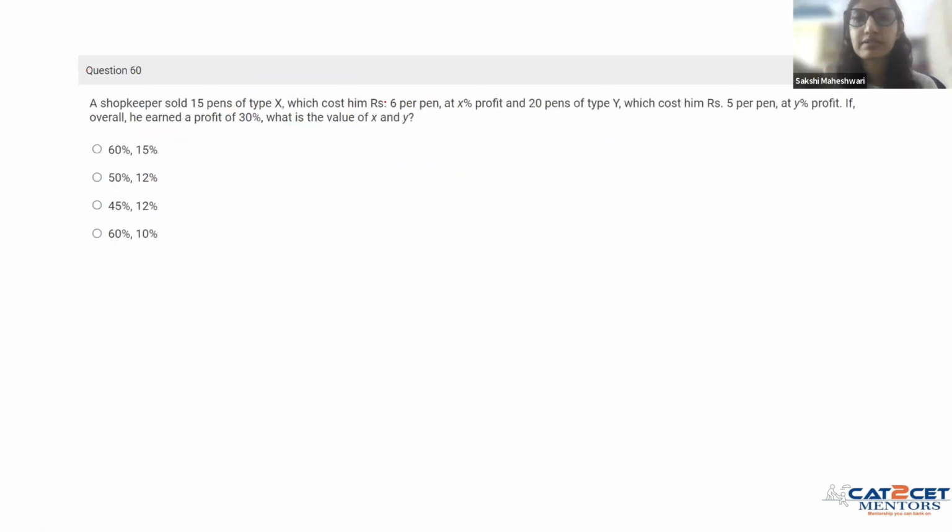Now let's see what this question is. So if a shopkeeper sells 15 pens. Okay, so guys, this has a lot of x and y values, so I would come back and solve it in the second round and I won't solve it in the first round. Well, 15 pens of type X, which cost him.